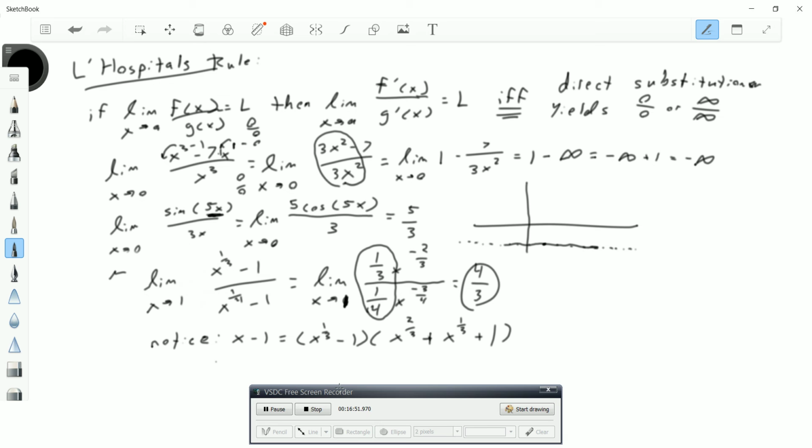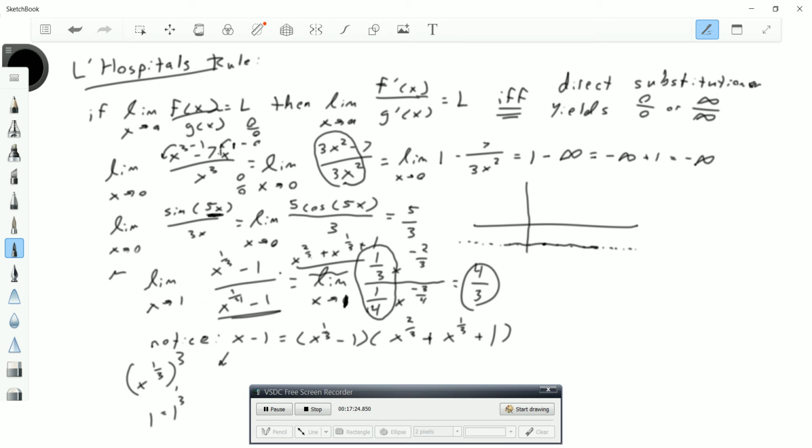And the way you can think of that is because x is really x to the 1/3 cubed, and 1 is really 1 cubed. So those are a difference of two cubes. So what you'd have to do is multiply by x to the 2/3 plus x to the 1/3 plus 1 over that same thing.